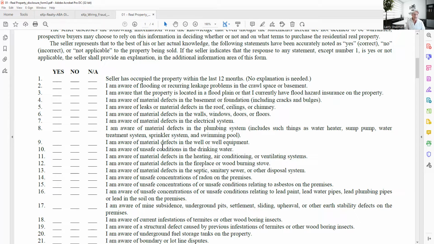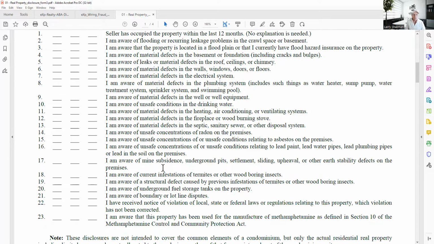If you have a well, and you know of any material defects in the well or in the well equipment, then of course you would mark it yes and put that explanation. If you don't have a well, and there's another statement down here regarding the fireplace. If you don't have a well or a fireplace, then you're just going to put not applicable. And in that paragraph below, you are simply going to put no well, no fireplace.